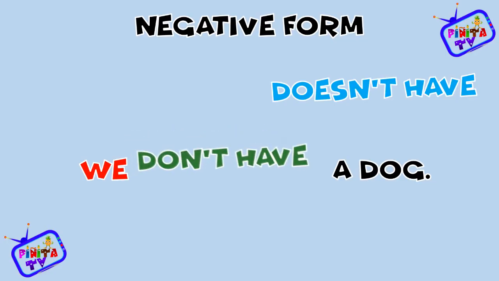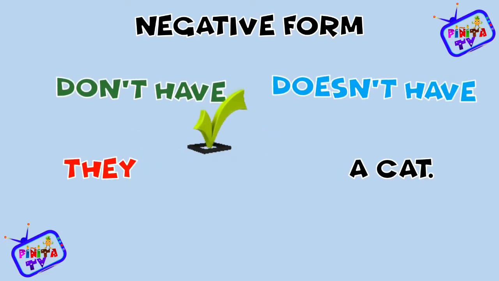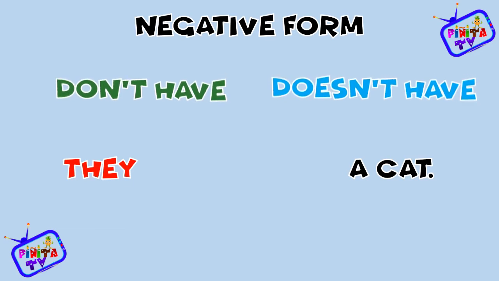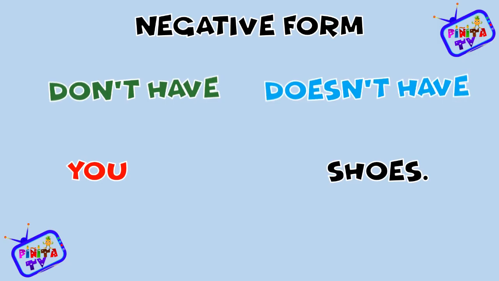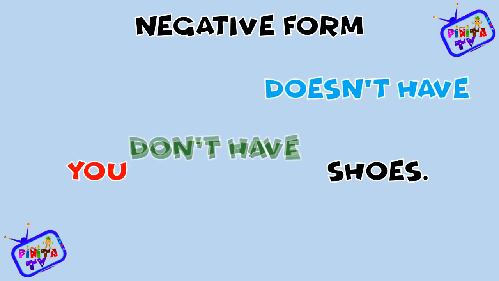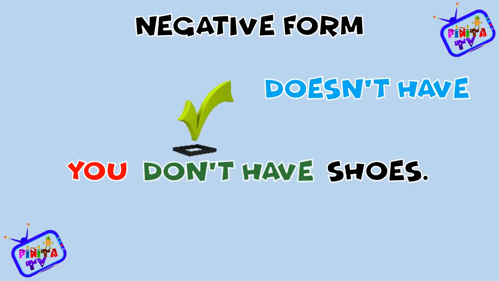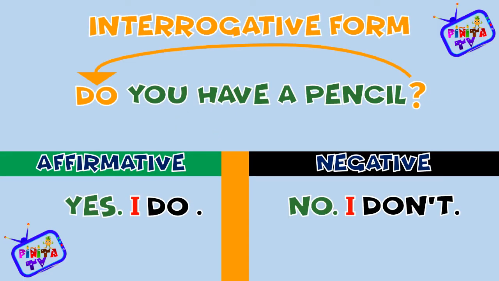We don't have a dog. They don't have a cat. You don't have shoes. Now, let's take a look at interrogative form.